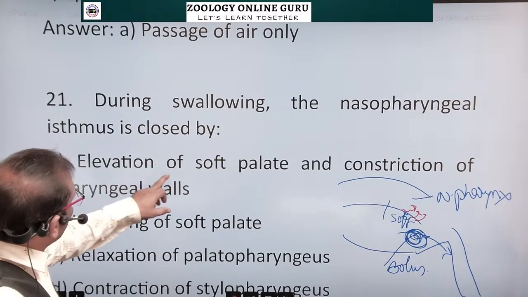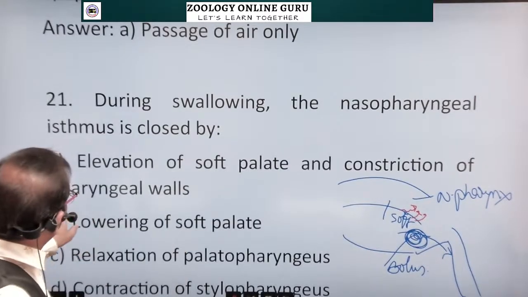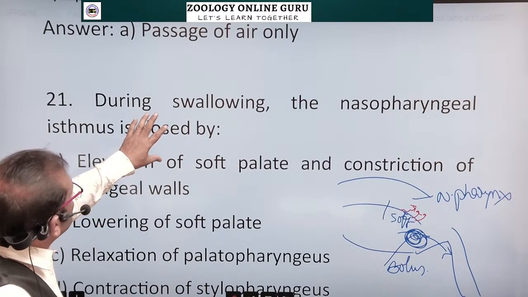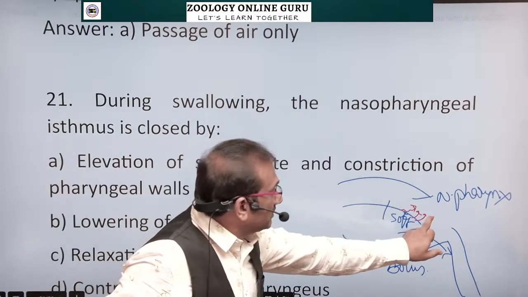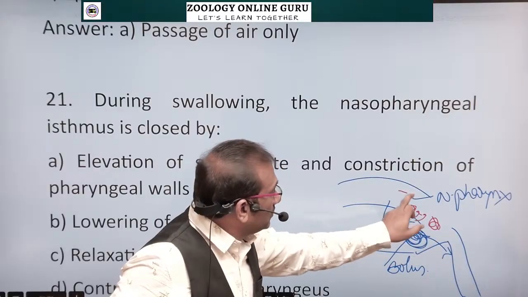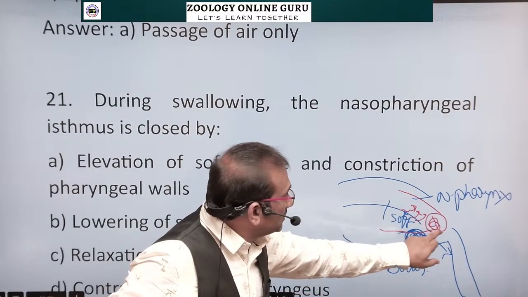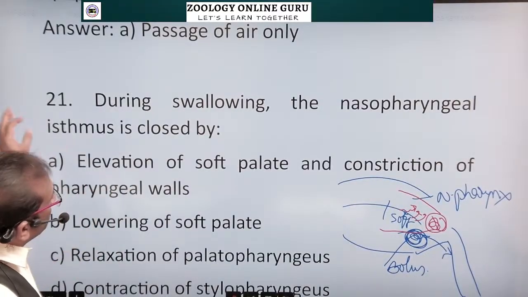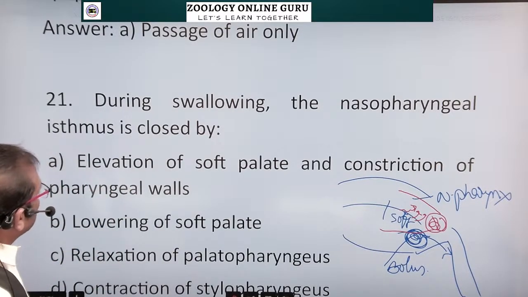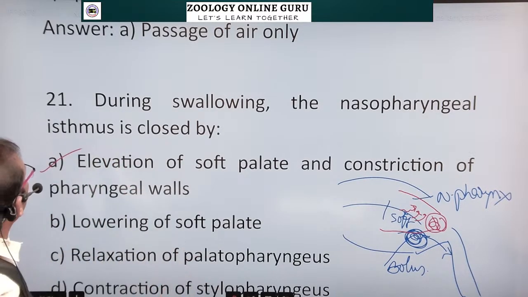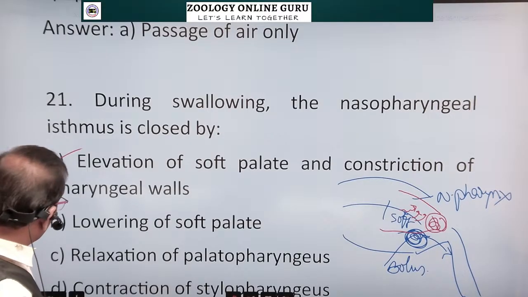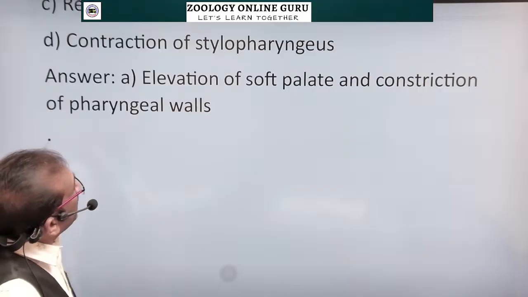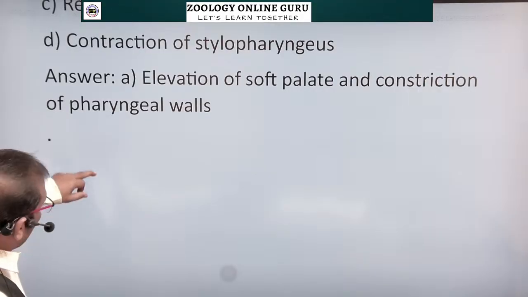So the elevation of the soft palate and constriction of the pharyngeal wall, this is known as the isthmus is closed. Isthmus means the junction of nose and mouth. So this area is closed because of the elevation of the soft palate and constriction of the pharyngeal wall. So the answer is A. Question 21, answer is A: elevation of soft palate and constriction of pharyngeal walls.